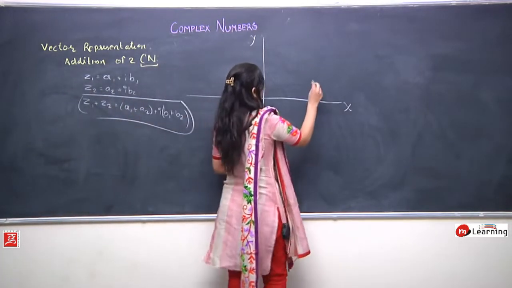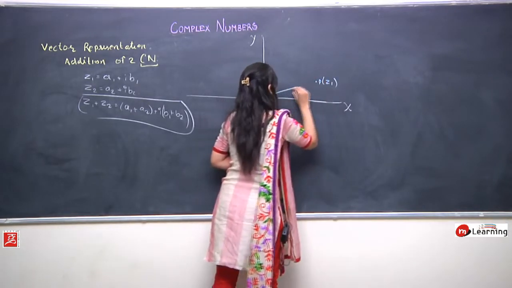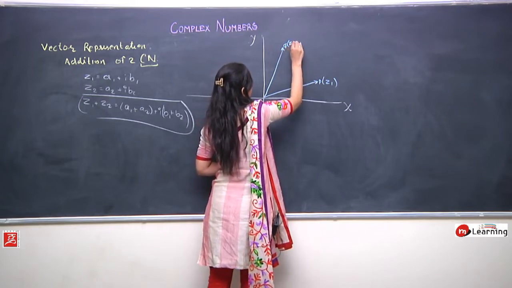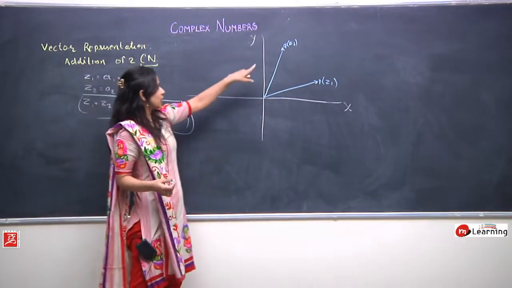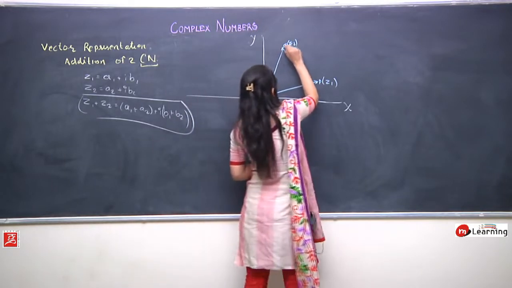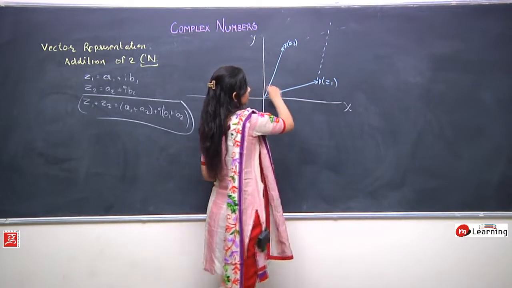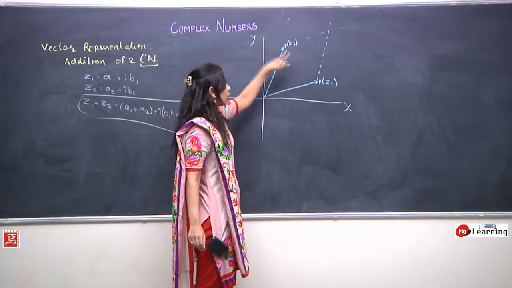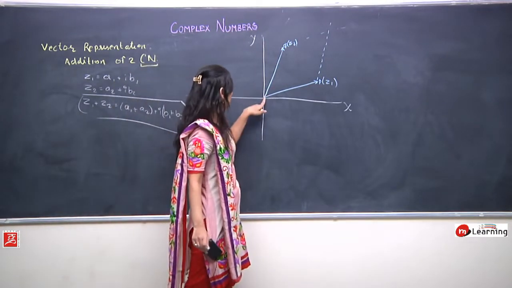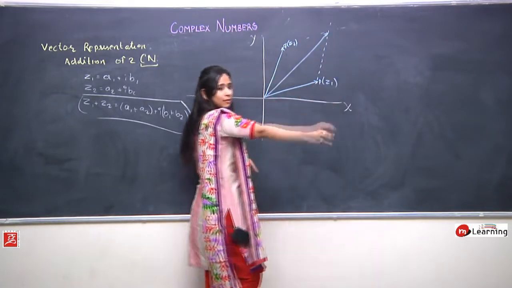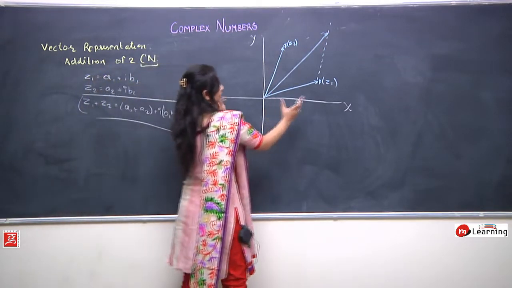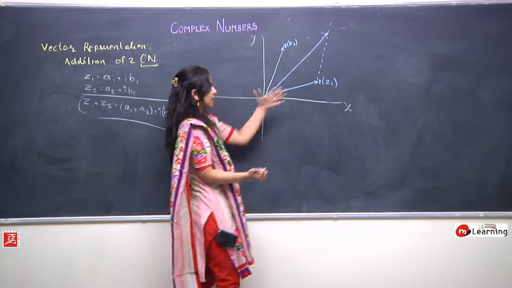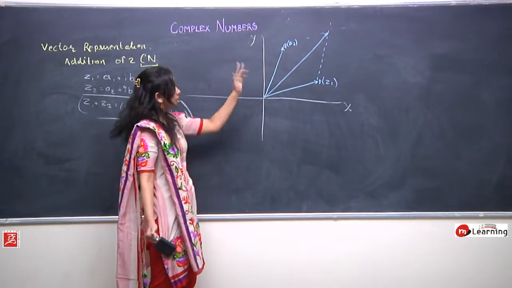I take a point P, which is representing my complex number z1, and I take a point Q, which is representing my complex number z2. What we have to represent is the summation z1 + z2. If these were vector representations of real numbers, we always know that the summation of two vectors on a 2D plane can be represented by the diagonal of the parallelogram formed by them. I'm speaking once again: if z1 and z2 were two real vectors of the form (x, y), then the addition of two vectors on a 2D plane is represented by the diagonal of the parallelogram formed by them.